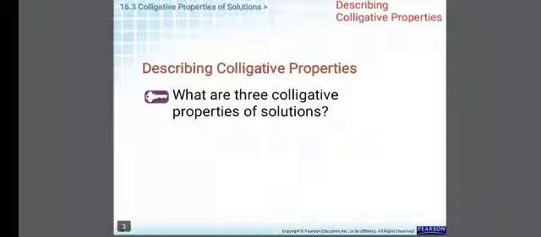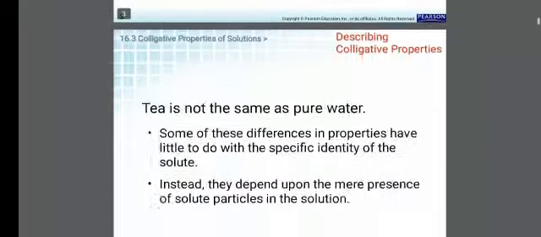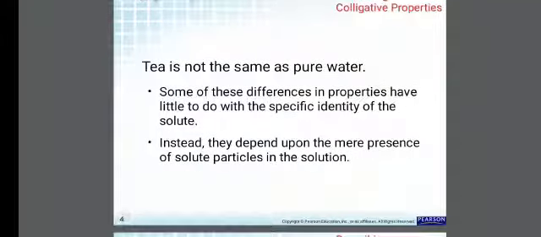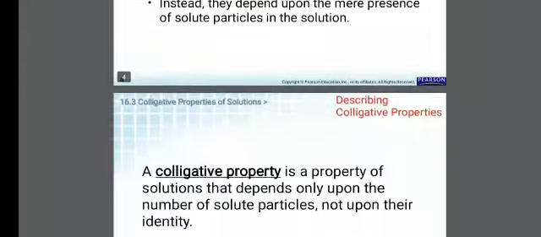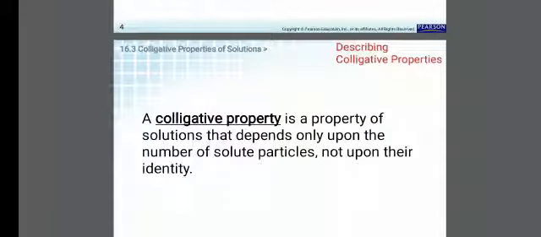What are three colligative properties of solution? Tea is not the same as pure water. Some of these differences in properties have little to do with the specific identity of the solute. Instead, they depend upon the mere presence of solute particles in the solution. Now we come to the colligative property. A colligative property is a property of solutions that depends only upon the number of solute particles, not upon their identity.